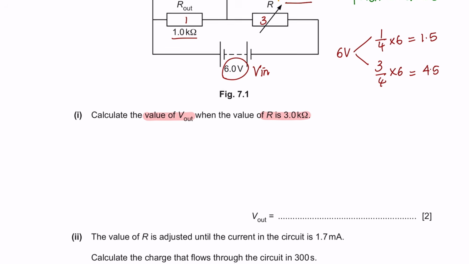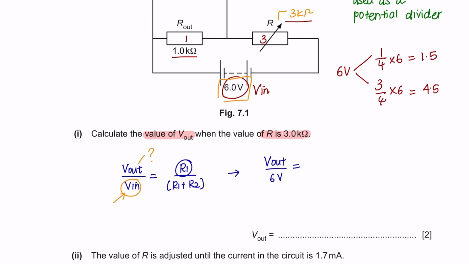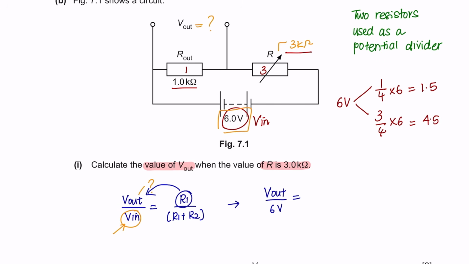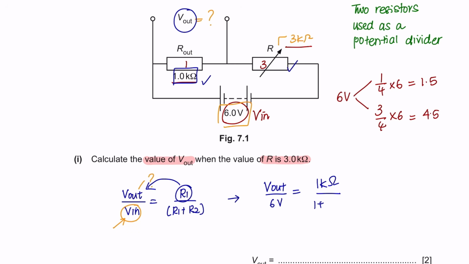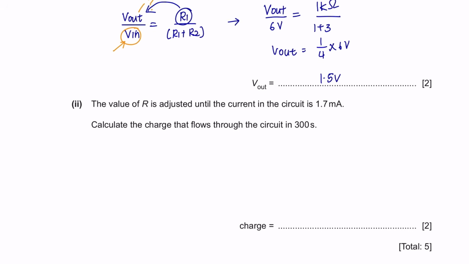Or another way of solving this is by using the formula. The V in is our supply, so we're going to substitute 6 volts over here. R1 here would be the one which is parallel to V out over here. So the value is 1 kilo ohm over the total resistance of both resistors, 1 plus 3. So rearranging this formula, I would get 1 over 4 times 6 volts, which is 1.5 volts, the same value as here.